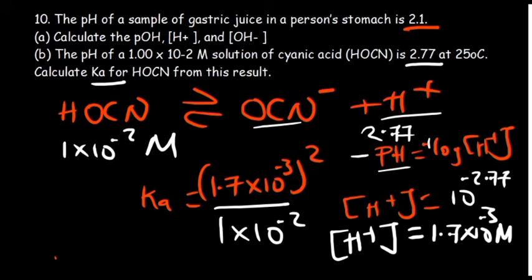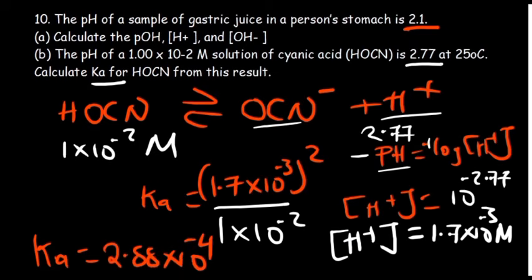Divided by 1 by 10 to the power negative 2. So therefore our value of K in this case is going to be equal to 2.88 by 10 to the power negative 4. Okay, so that is the value of K in this case.